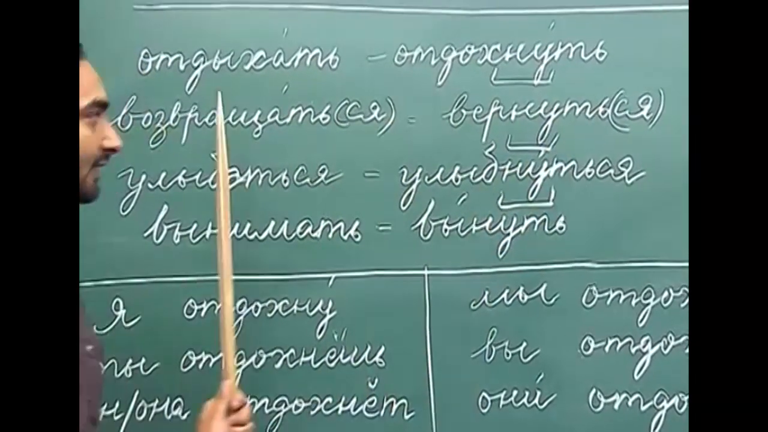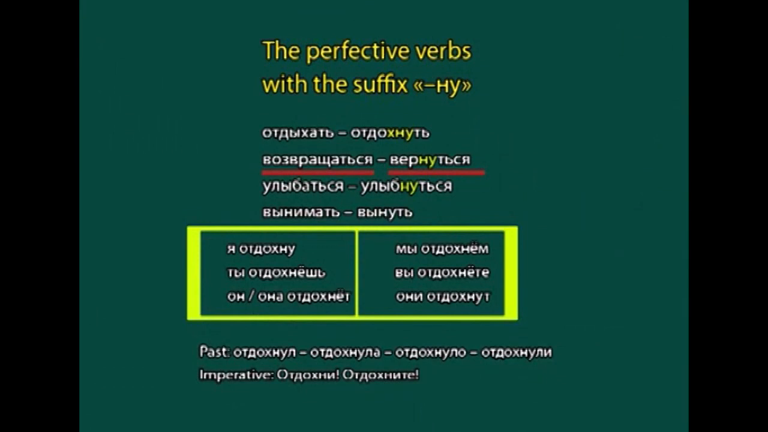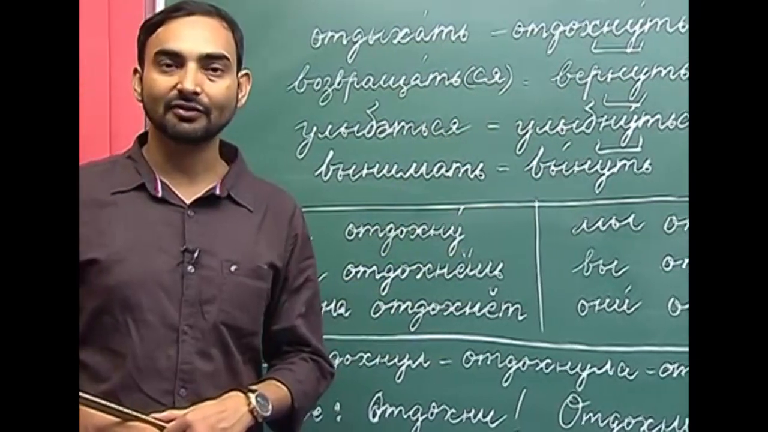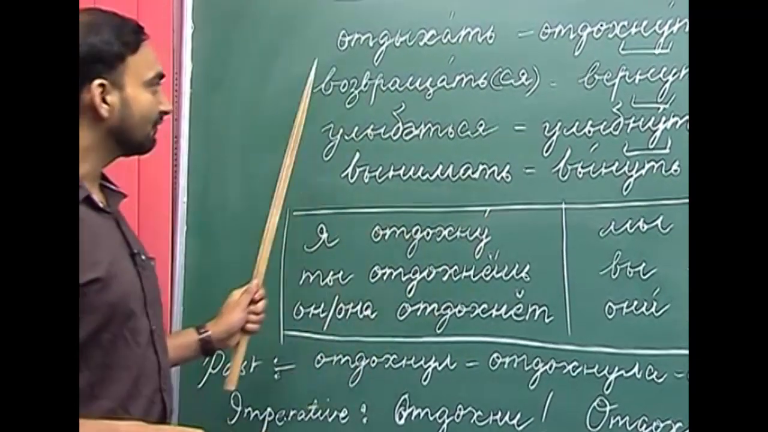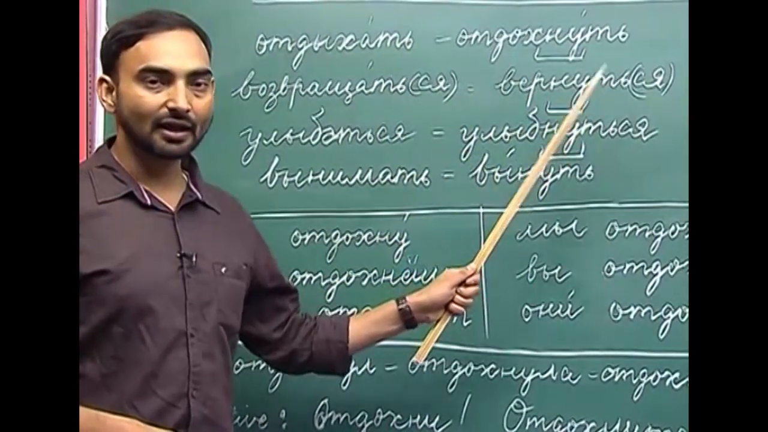Vozvrashchat' and vernut' mean to return. They take direct objects, so they are transitive verbs. But if you add -sya to them, they become intransitive or reflexive verbs. Vozvrashchat'sya means to return, and vernut'sya again means to return.